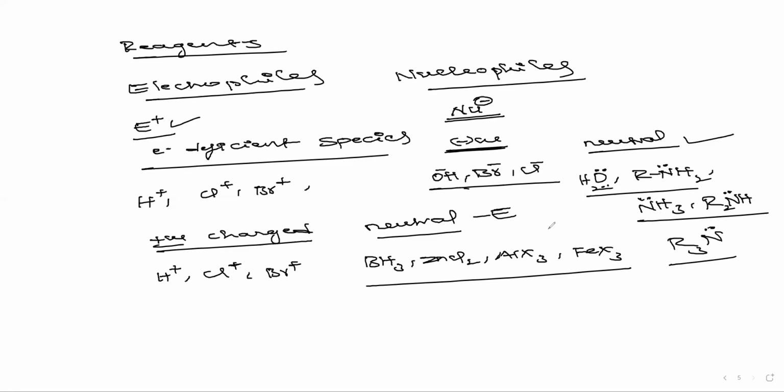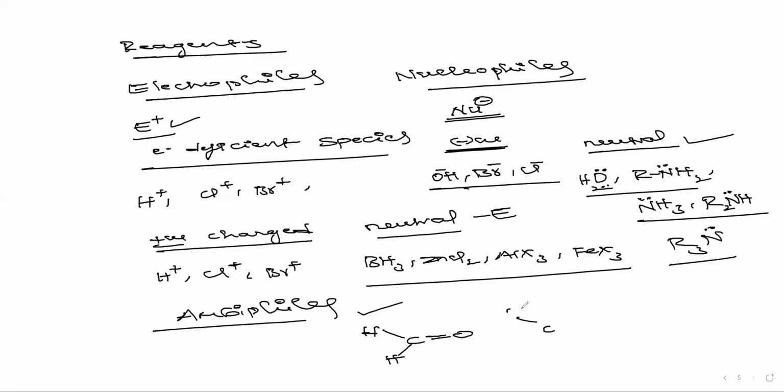So this is about the reagents. Next topic, amphiphiles. Amphiphiles means it is both: it acts as an electrophile and a nucleophile. Example, C double bond O. It has both positive charge and negative charge, O minus and this one plus. When the electron shifts to oxygen, carbon becomes positive and oxygen becomes negative. So both electrophilic and nucleophilic centers are present, which we call amphiphiles.